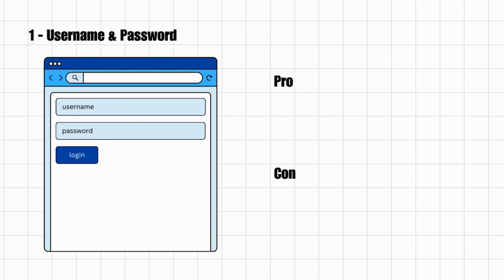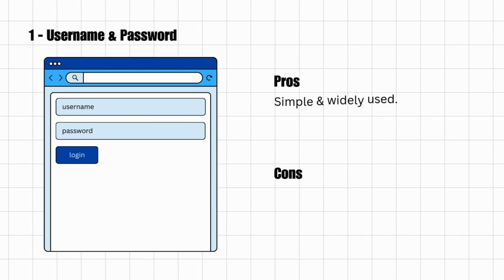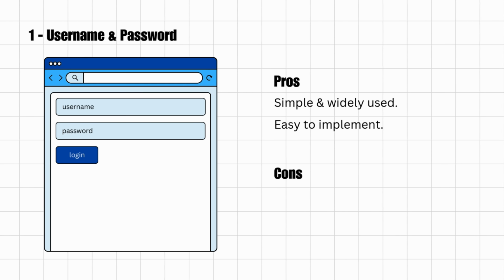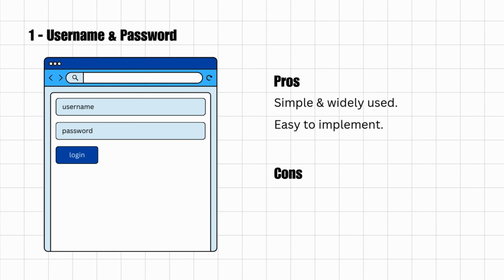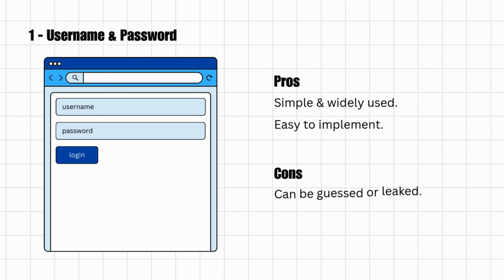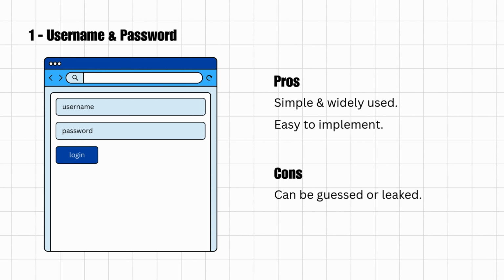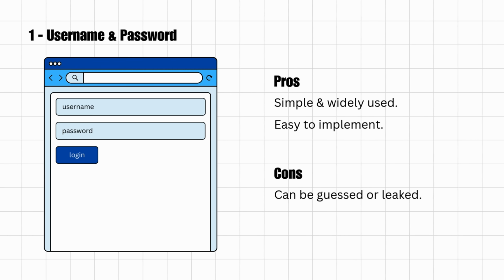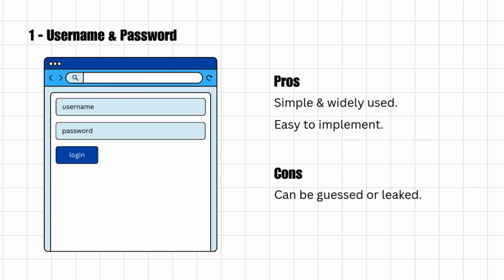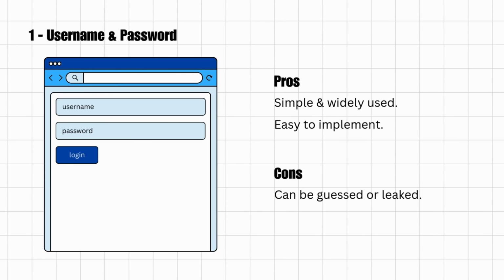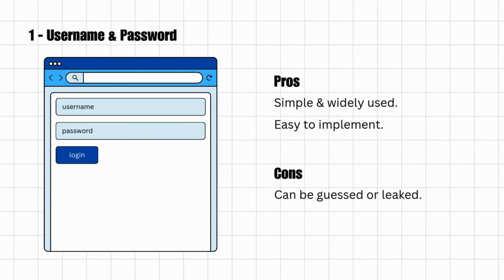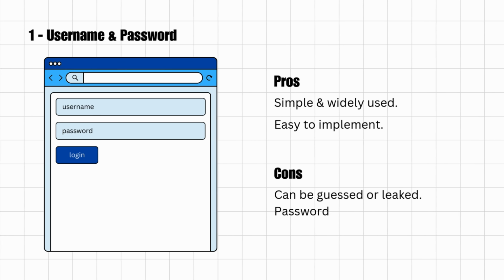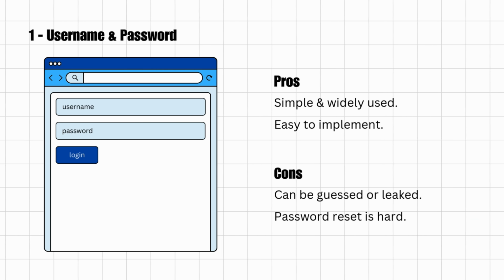Now let's discuss the pros and cons of this technique. As I said, it is simple and hence it is widely used. It is also very easy to implement. Now in the cons, we can say if passwords are weak or reused multiple times, they can be easily guessed or leaked. Stolen databases expose passwords if not stored securely. However, we can use different algorithms to hash the passwords before storing them in the database. We'll see this in future videos, that this problem can be mitigated. There is also a high chance that users often forget passwords, leading to frequent resets.